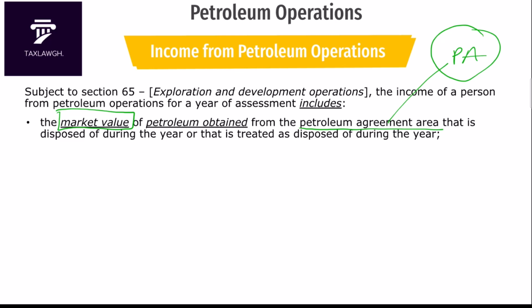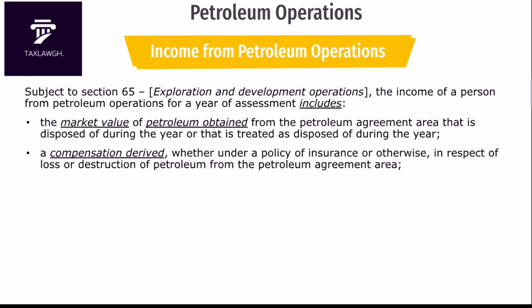So the petroleum agreement area really is the area that is the subject of the PA, as we call it. So the petroleum agreement will be tied to a particular area. Let's say there are different blocks of petroleum drilling areas in Ghana. We have the Ten fields, there's the West Cape Three Points, different petroleum blocks, right? All of them are subject to different petroleum agreements. So the market value of any petroleum you obtain from that petroleum agreement area, that is either actually disposed of or treated as disposed of, will be added as part of the income of the petroleum company from the petroleum operations. And take note, this is for the upstream side of things.